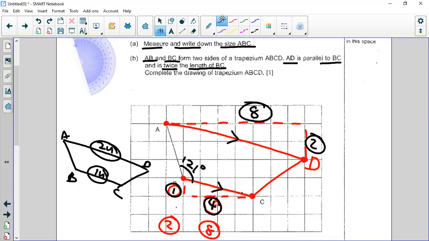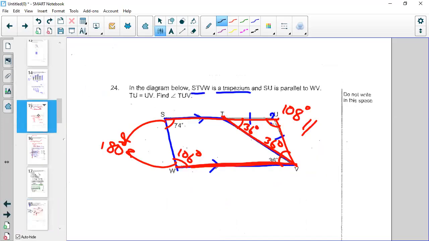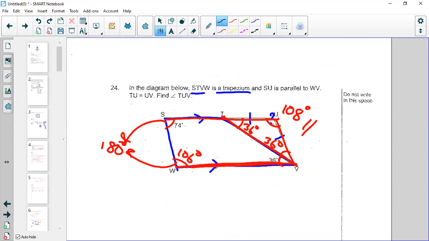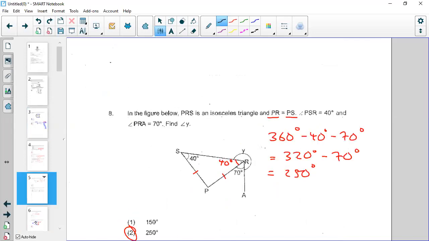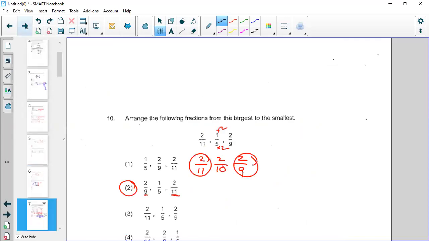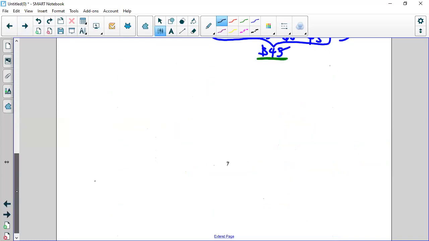You're muted. Question 13. Question 13 is what? I also don't know. What is question 13? 11, 12. Okay, this one is question 13.